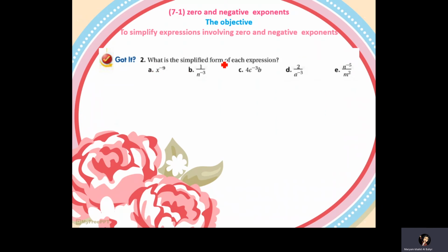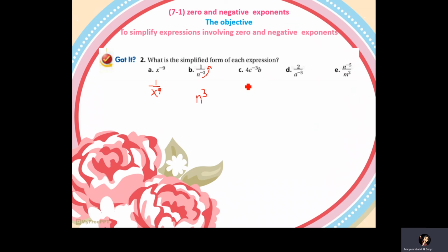So what is the simplified form for each expression? This one, x to the power negative 9, I will flip it. I will move it down to make it positive. 1 over x to the power 9. Then this one, n to the power 3. Because the power is down, I will move it up to make it a positive power.